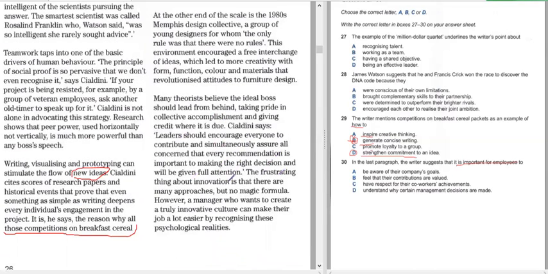The frustrating thing about innovation is that there are many approaches, but no single one works. A manager who wants to create a truly innovative culture can make their job a lot easier by recognizing these psychological realities. People want to be aware of their company's goals, feel that their contributions are valued, have respect for their co-workers, and feel a sense of achievement. That's why certain management decisions are made.